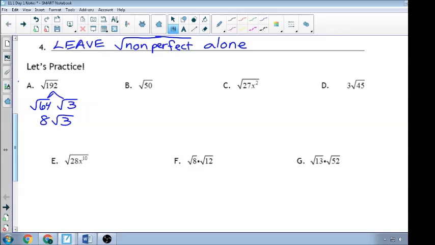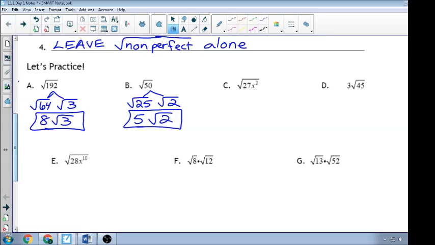B is a little easier for us. With 50, most people know how you can multiply to 50, and they know that 25 is a perfect square, so I can take the square root of 25 and the square root of 2. Well, the square root of 25 is 5, and the square root of 2 will just stay the square root of 2.